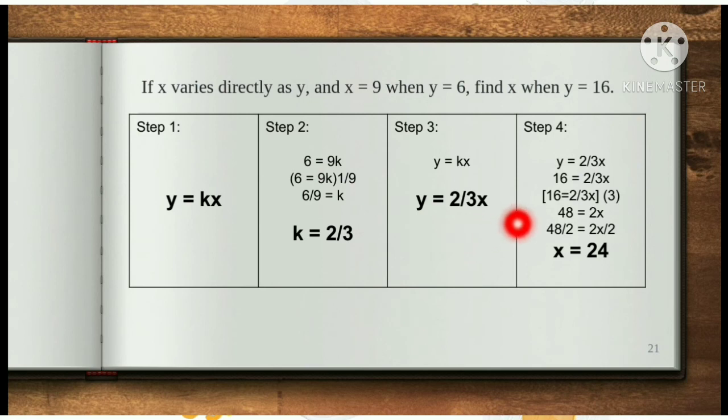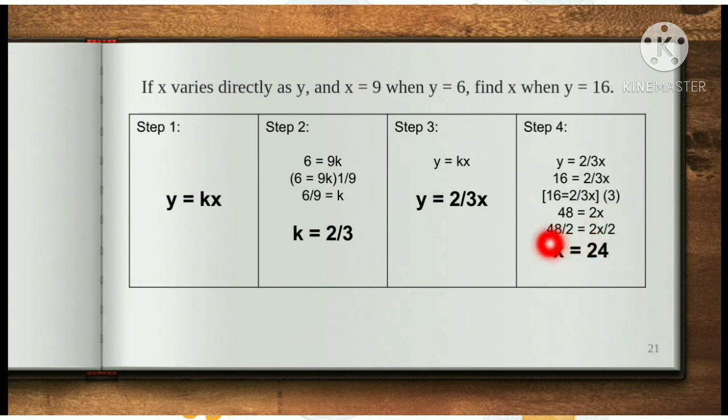So step 4. Use the equation in step 3. We will use y is equal to 2/3 x and the remaining information given in the problem to answer the question asked. In this case, we need to find x when y is equal to 16. So the equation is y is equal to 2/3 x. We can now find x when y is equal to 16. So substitute y by 16: 16 is equal to 2/3 x.